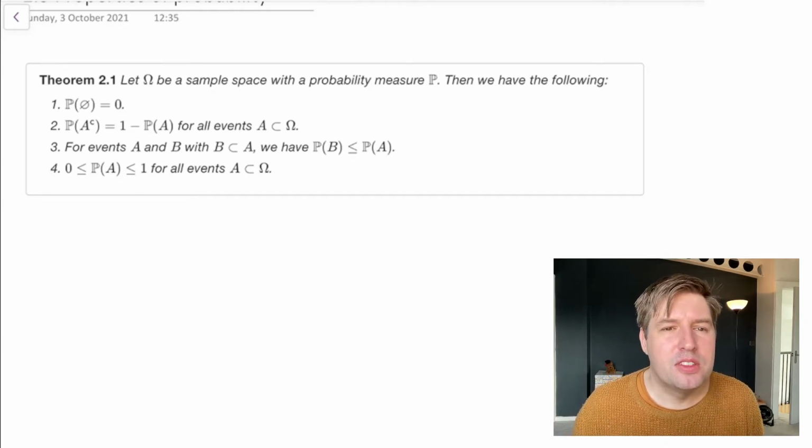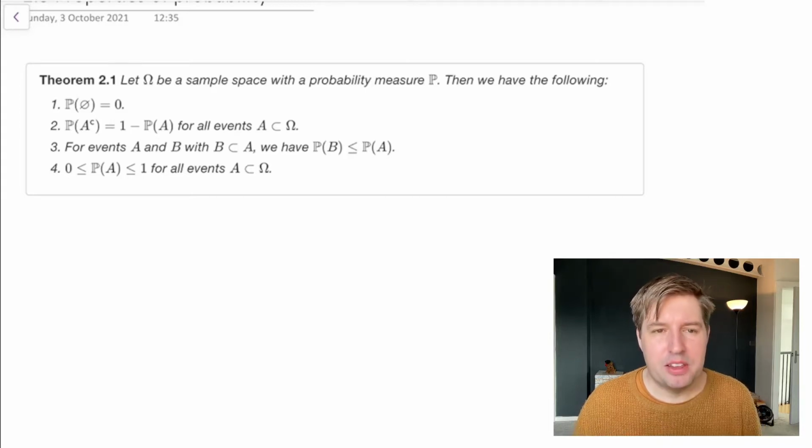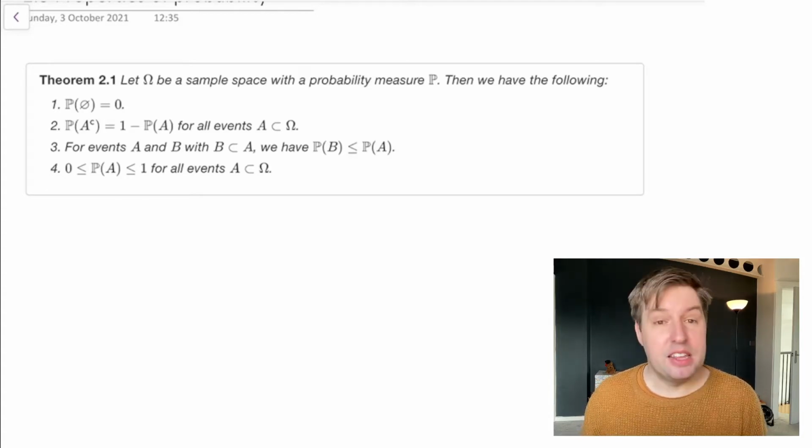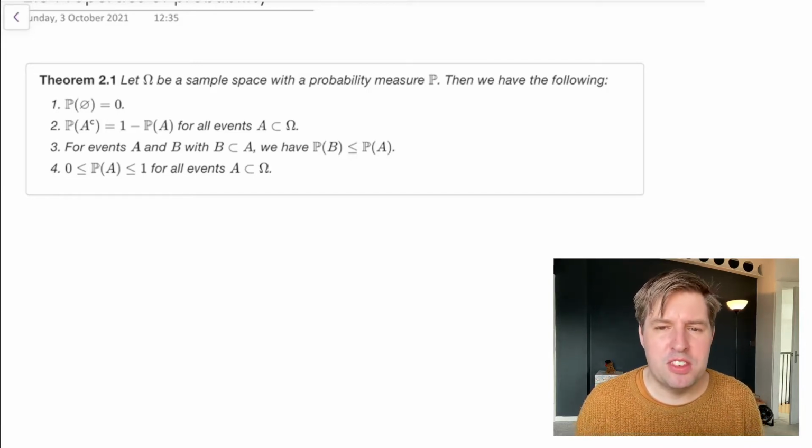This third one says that if B is a subset of A, then the probability of B is no bigger than the probability of A. That is, if when B happens, A always happens, then A's probability is bigger or equal to the probability of B. And the fourth one says that probabilities are between 0 and 1. That's definitely something we think ought to be true. We're going to prove this from the axioms.